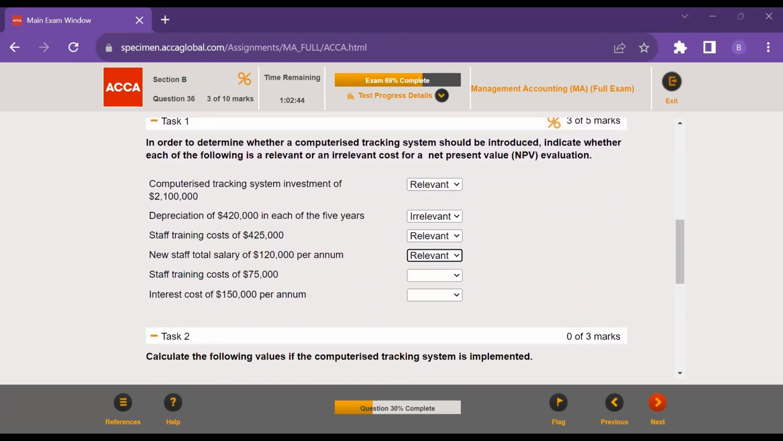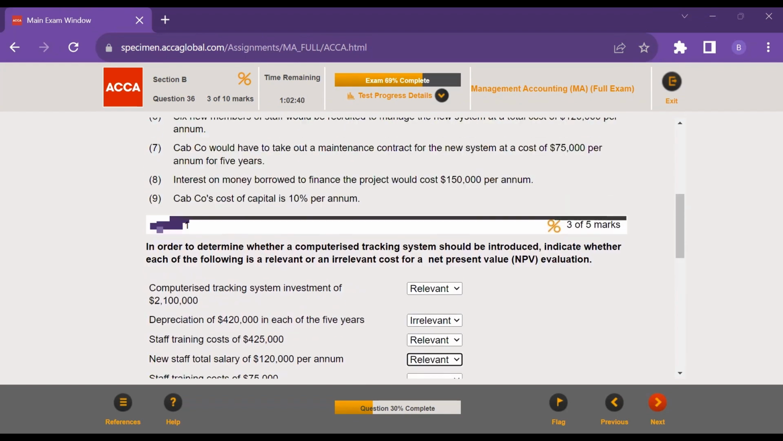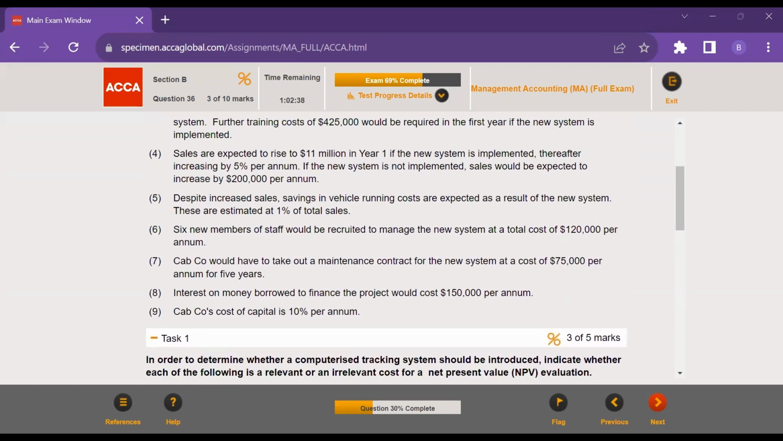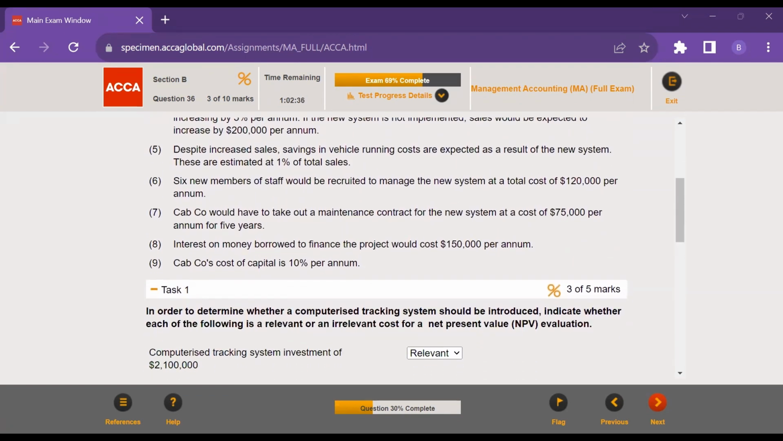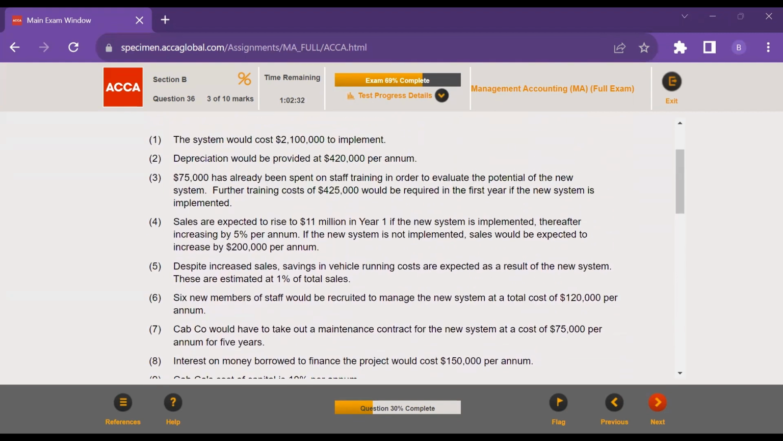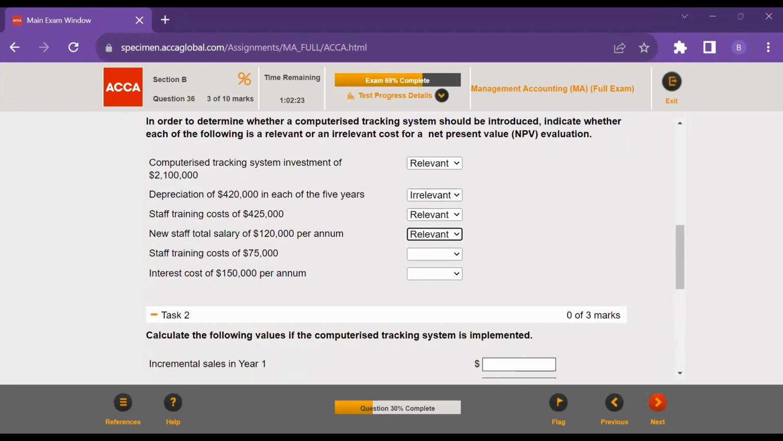Now let's move on to the next one. Staff training costs of $75,000. So let's read about that. What about the 75,000? Right, $75,000 has already been spent on staff training in order to evaluate the potential of the new system. So now will this be relevant? No, because this is a sunk cost. We have already incurred this.